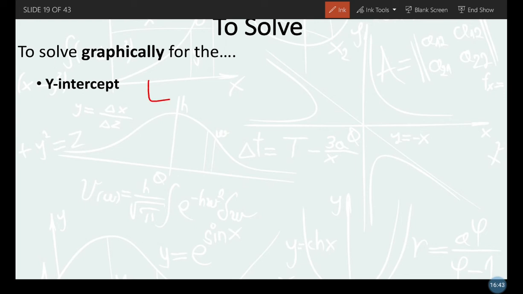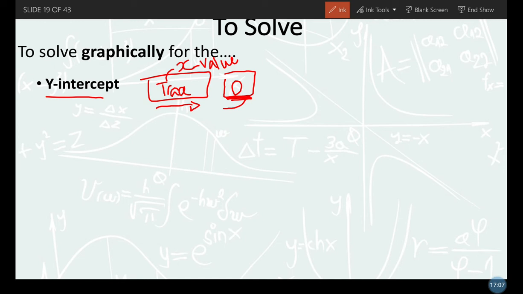So you're just going to go to the trace button, and then 0. Now this trace function will let you trace any x value you want. But that's not what we're trying to do. We're trying to solve exactly what the y-intercept is. Because it traces x values, when I put in 0, that's going to bring me to the y-intercept.